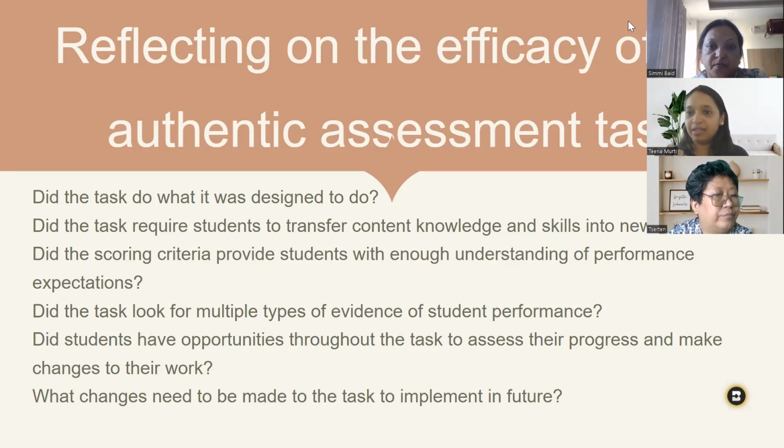The pizza party one will have checkpoints, because when they are selecting, their total budget is being given. When they're selecting that, they will be checking and reflecting back on whether they are selecting the right options or not. So there are multiple layers of checking in there. Then, did students have opportunities throughout the task to check and assess their progress? That is what we are talking about.